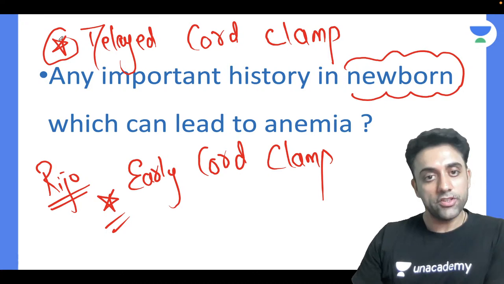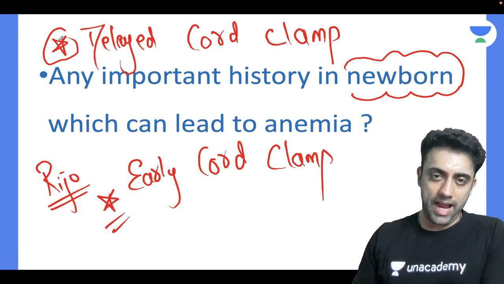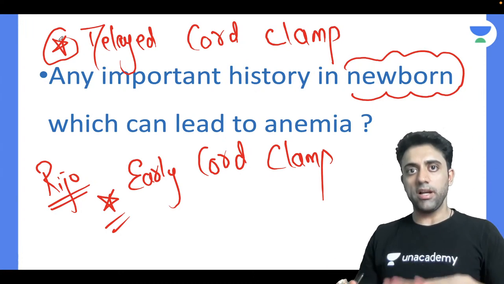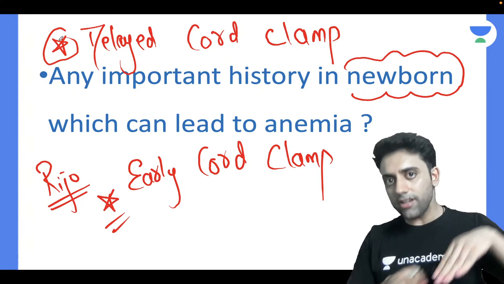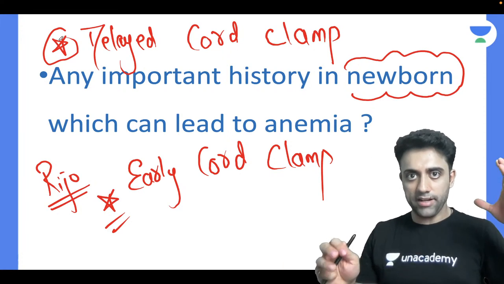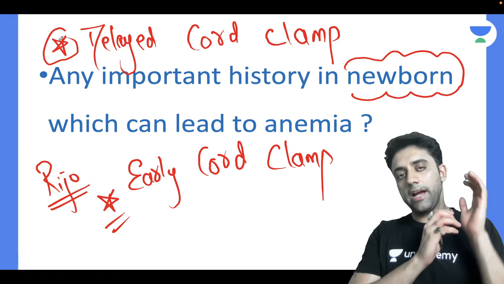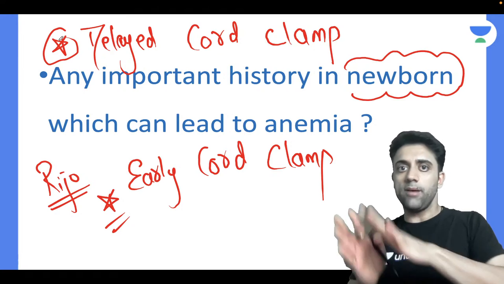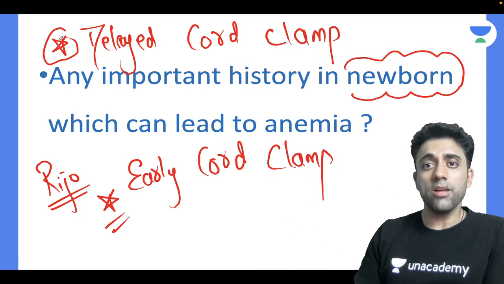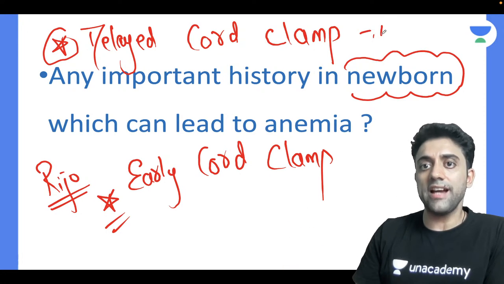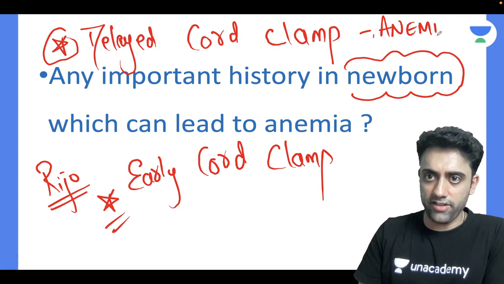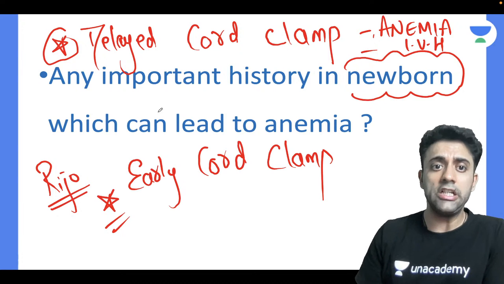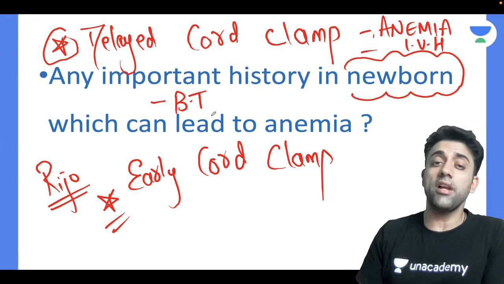Yes, exactly. So the benefits of delayed cord clamping, the whole theory is that more and more blood I want from the placenta to reach the baby. Right? There is a lot of blood in the umbilical cord, so I want a good amount of blood to go from the placenta through the umbilical cord to the baby. So what are the benefits, bro? Number one, the chances of anemia will be less. Number two, the chances of intraventricular hemorrhage will be lesser. Number three, very important, sir, the chances of blood transfusion will be less.